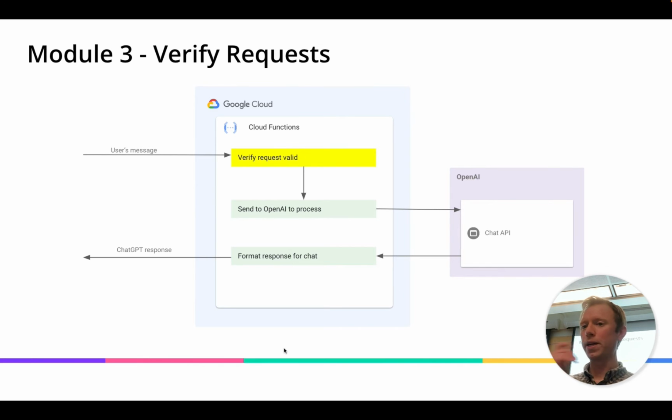All right, so this is what we're doing in this module. The user's message comes in. First, before we do any processing, we're going to verify the request. If it's valid, then we'll send it to OpenAI. If not, then we'll just reject it.